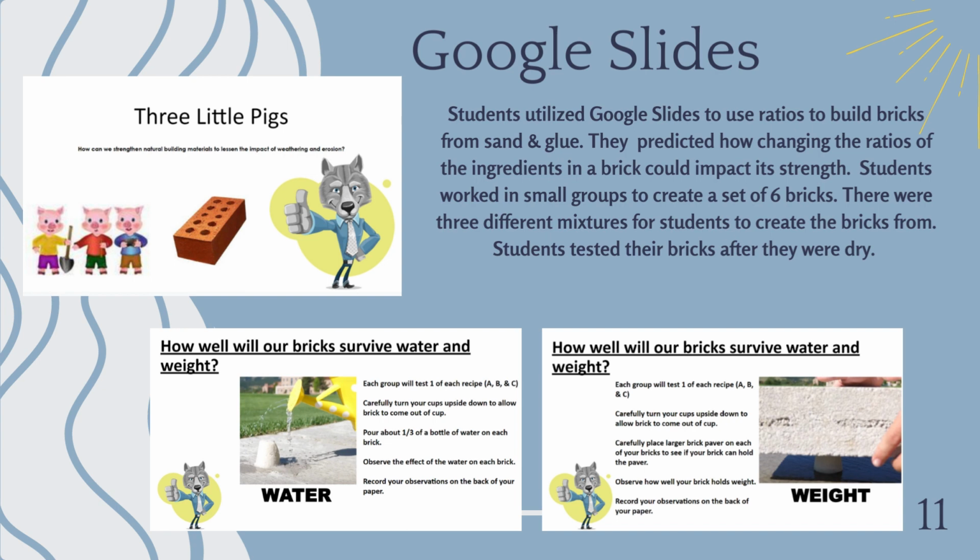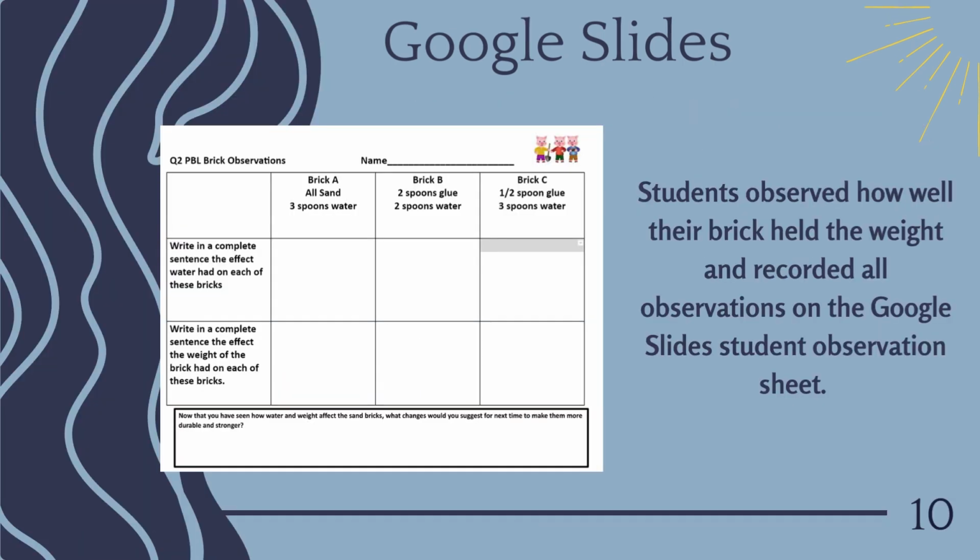Students also utilized Google Slides to use ratios to build bricks from sand and glue. They predicted how changing the ratio of the ingredients in a brick could impact its strength. Students worked in small groups to create a set of 6 bricks. There were 3 different mixtures for students to create bricks from, and students tested their bricks after they were dry. Students utilized Google Slides to observe how well their brick held the weight and the effect of water, and recorded all observations on the Google Slides student observation sheet.